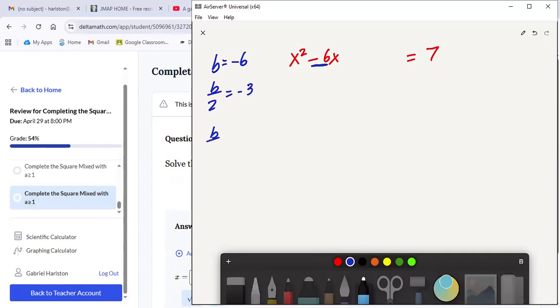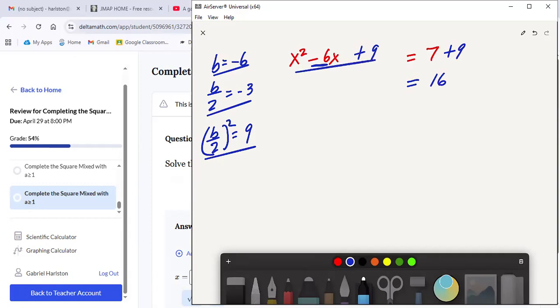And then we're going to take half of b and then square it. So this is going to be negative 3 times a negative 3, which is 9. If you're not able to do it in your head, that's fine. Just use your calculator, store this into b, take b over 2, and then square it. So we're going to add 9 to both sides of the equation. So this is going to be 16 on the right-hand side.